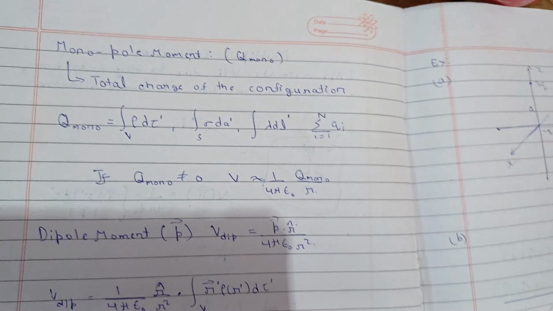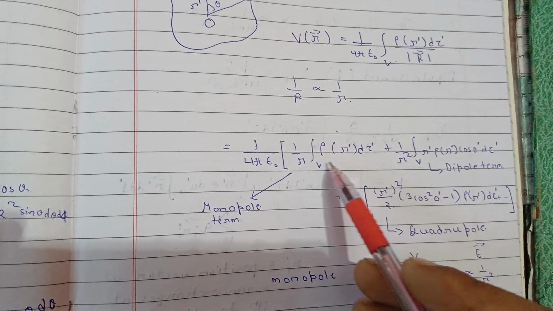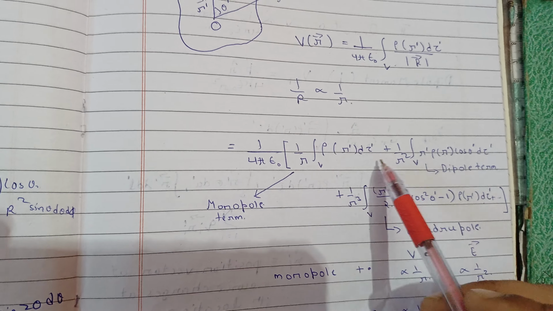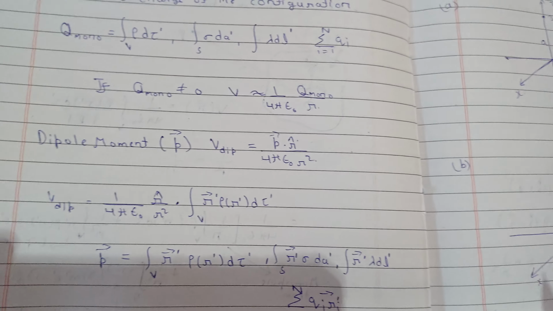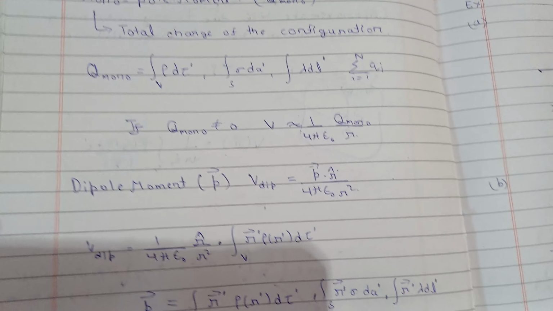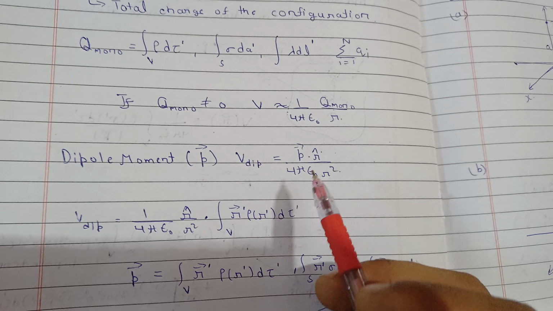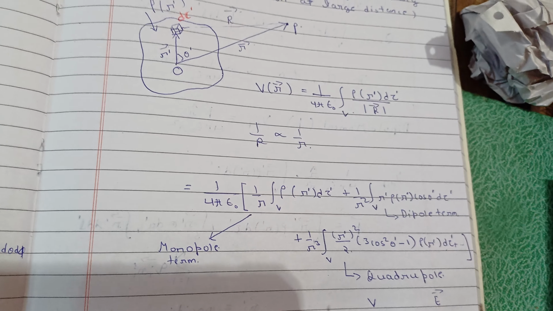Must remember this thing. If Q mono is not 0, see, this is representing the total charge here. So if this is non-zero, then this term will represent your potential and the other terms are correction terms. Then your potential will be 1 upon 4 pi epsilon naught, Q mono by r. Now the dipole moment we already know, we proved this formula, that is P dot r cap divided by 4 pi epsilon naught r square.